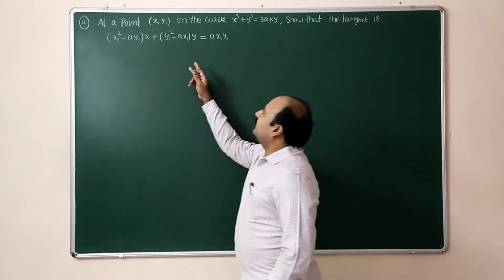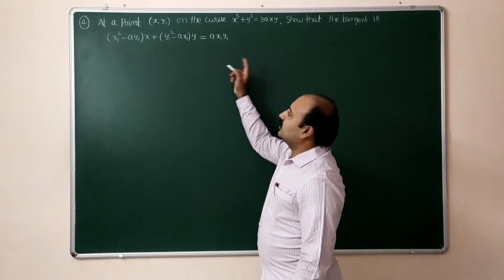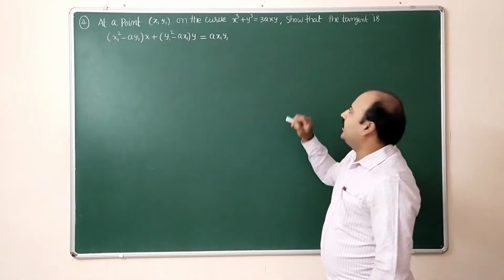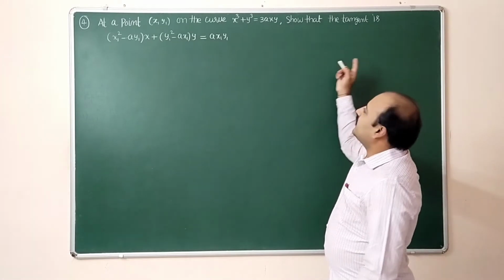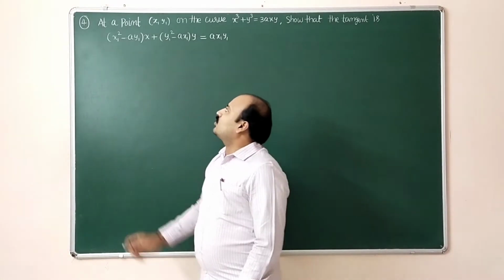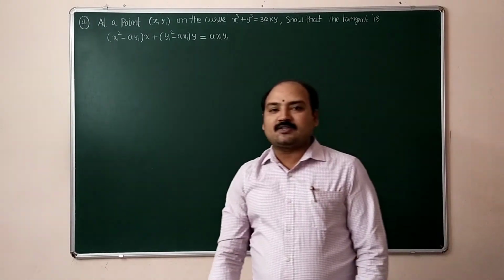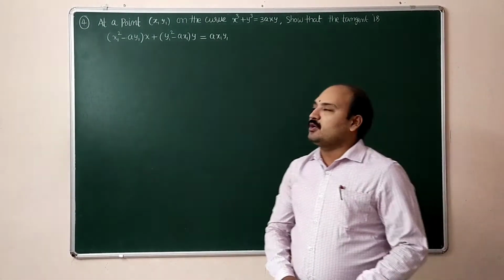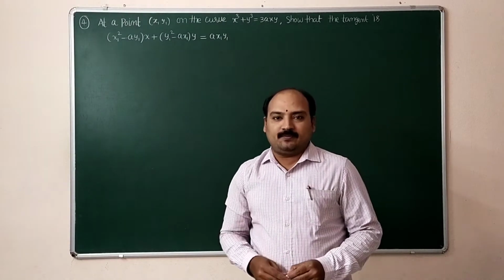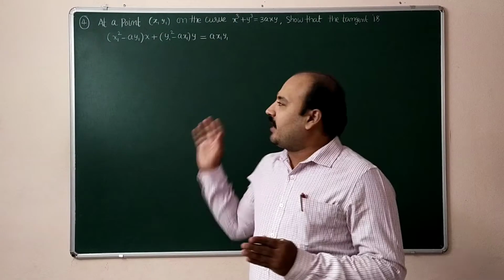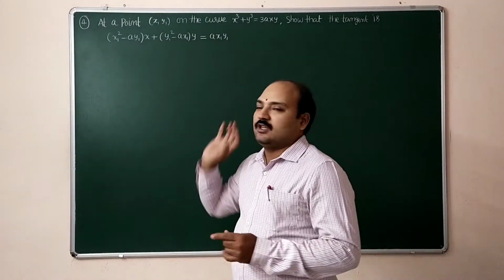At a point (x1, y1) on the curve x cube plus y cube equal to 3axy, show that the tangent is (x1 square minus ay1) into x plus (y1 square minus ax1) into y equal to ax1y1. So here they are asking, at the point on the given curve, we have to prove this tangent equation.